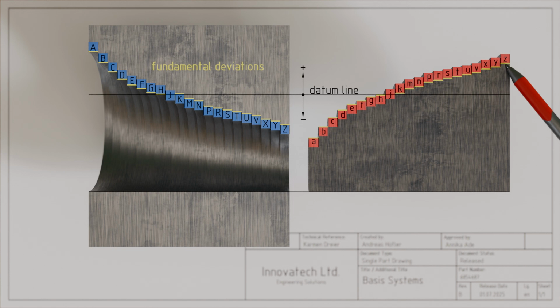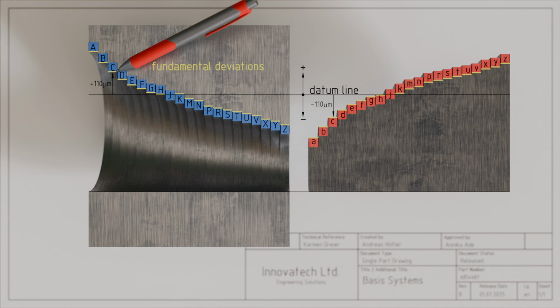For example, a shaft with a nominal size of 20 mm and the tolerance zone C has an upper deviation defined as the fundamental deviation of -110 micrometers. A hole with the same nominal size of 20 mm and the corresponding tolerance zone C then has a lower deviation defined as the fundamental deviation of +110 micrometers.